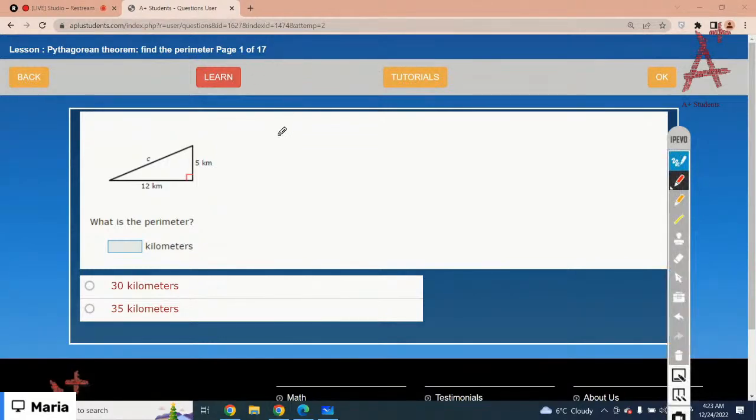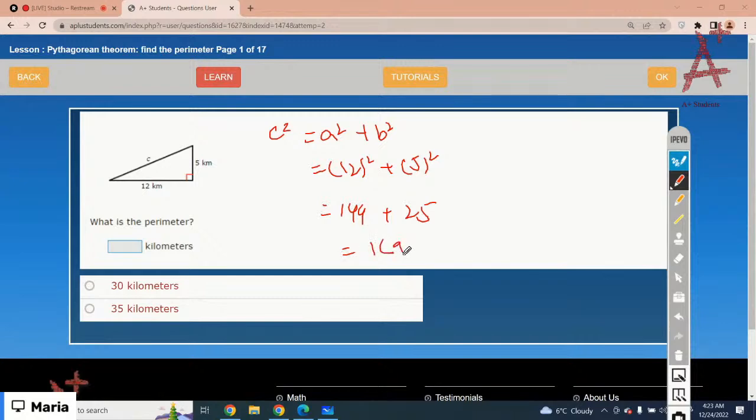We know that c squared equals a squared plus b squared. a is 12, so 12 squared, plus b is 5, so 5 squared. 12 squared is 144 and 5 squared is 25. So 144 plus 25 is 169. Got it? You have to calculate the value of c, so take the square root of both sides. So c equals 13.